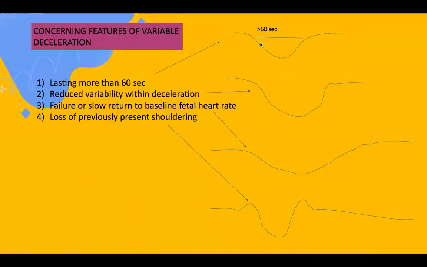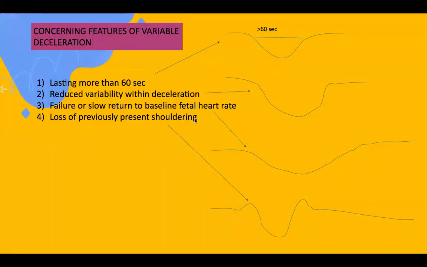This is the duration: the deceleration is coming, reaching its depth, the nadir, and going back. This duration should be more than 60 seconds. Reduced variability within the deceleration: this is the dip of the deceleration, and its variability is reduced, right? Failure or slow return to the baseline fetal heart rate: the heart rate is very slow to get back to its original line, the original baseline fetal heart rate. It is taking too long to reach there.